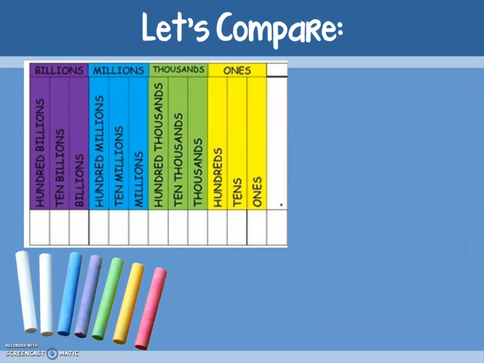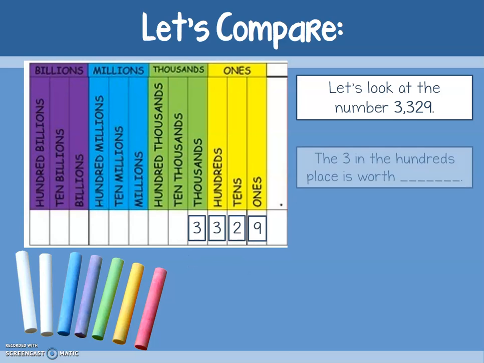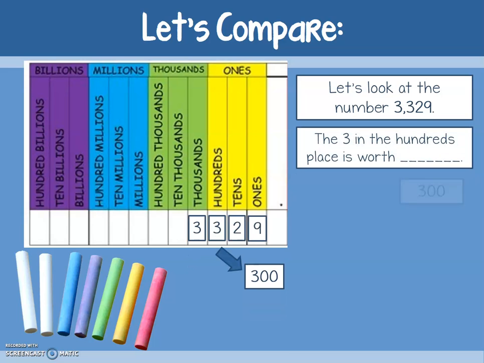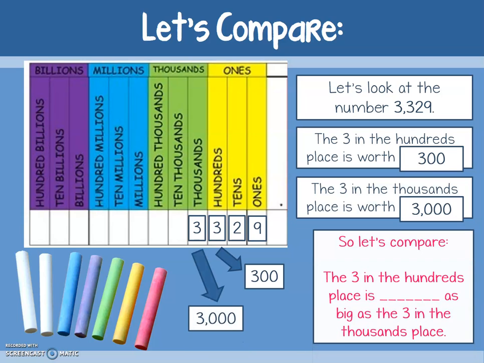All right, let's look at another example. Let's look again at 3,329. The 3 in the hundreds place was worth 300. The 3 in the thousands place was worth 3,000. So now the 3 in the hundreds place is what relationship as big as the 3 in the thousands place?